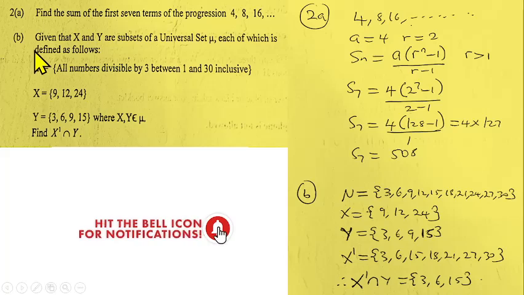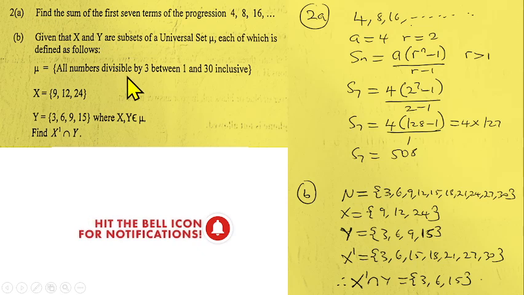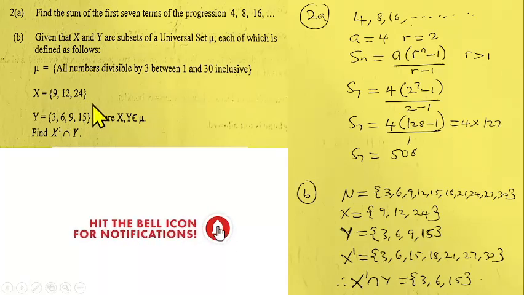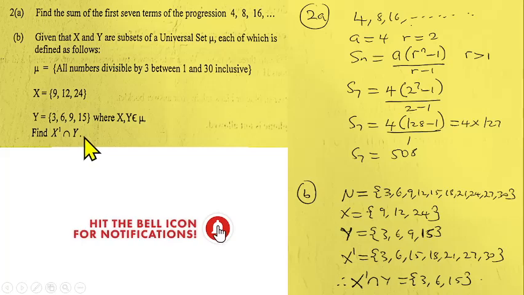Then question number 2b is on sets. We are given that x and y are subsets of the universal set U, each of which is defined as follows. The universal set has all numbers divisible by 3 between 1 and 30 inclusive. Then set x has 9, 12, and 24 as the elements in it. Set y has 3, 6, 9, and 15 as the elements in it. You have to find the value of x complement intersection y.